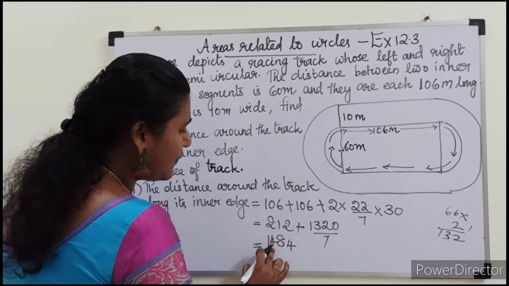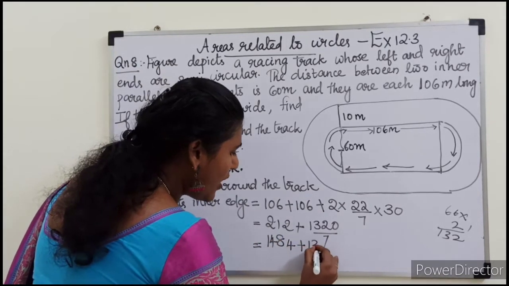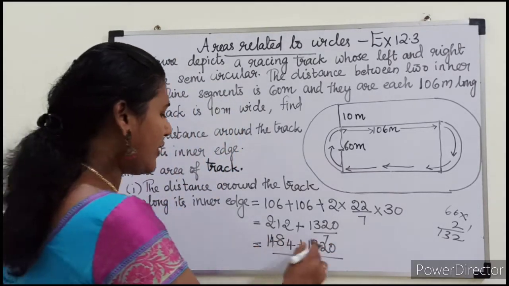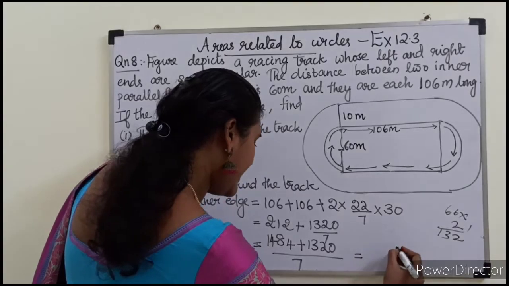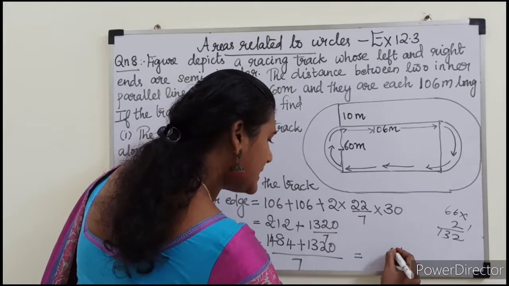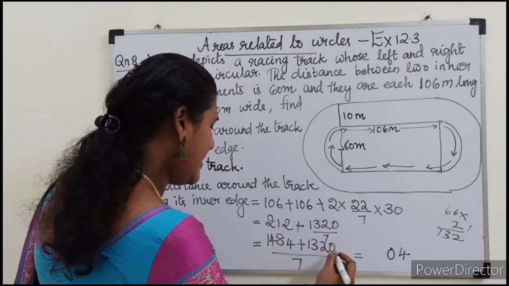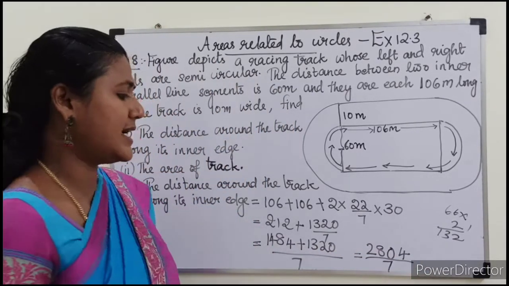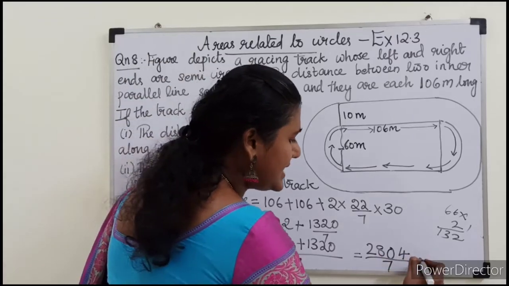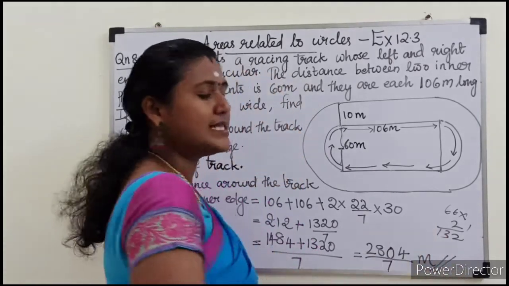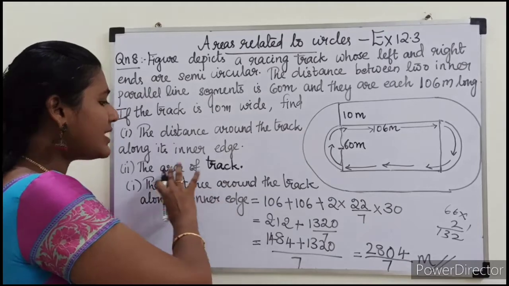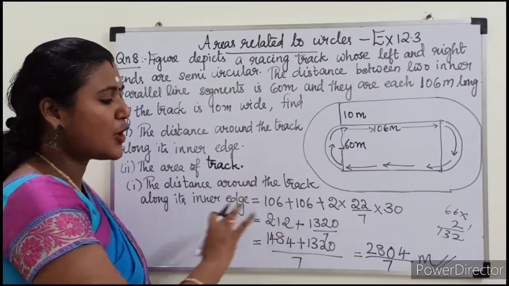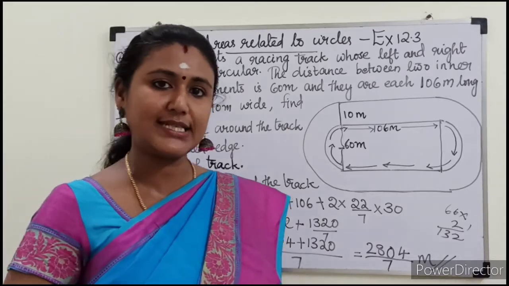So when you take LCM here, we will get 1484 plus 1320 divided by 7. So when you add these two numbers, we will get 2804 by 7 meter. Actually this is the distance around the track along its inner edge. So this is how you have to find the distance of the track.